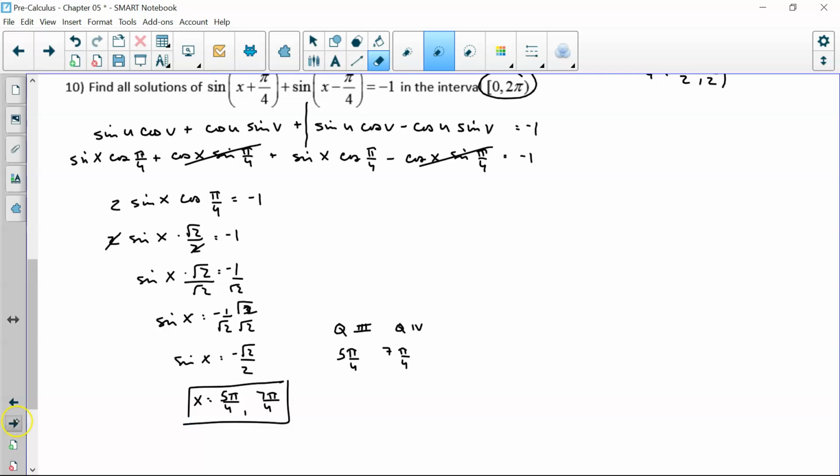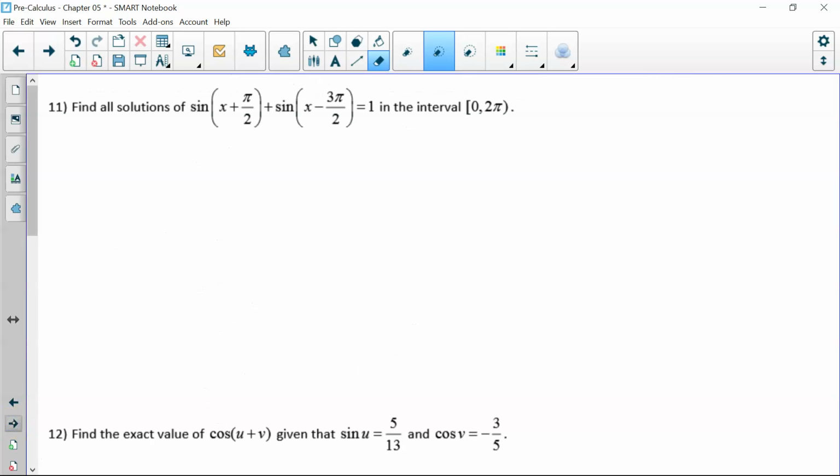Let's do another one on the next page. For number 11, all of the solutions. So we have that sine of u plus v, u minus v. Notice how u and v are not the same this time.